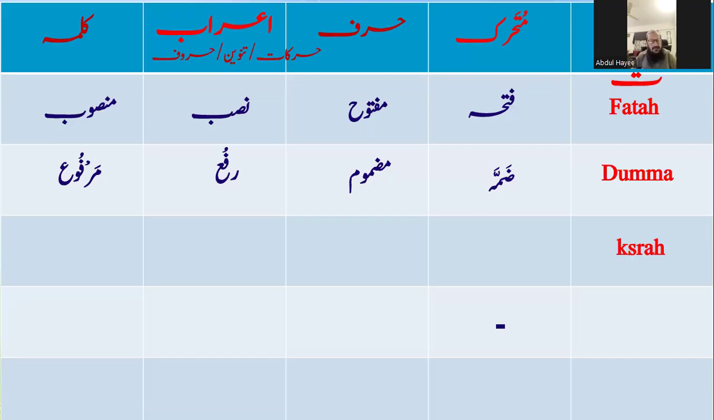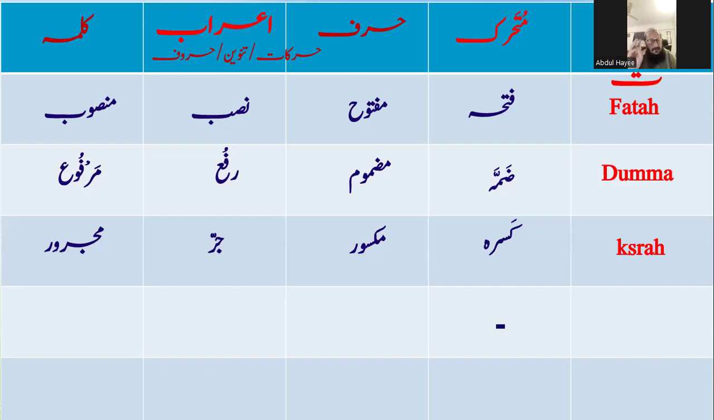And the kasra, when it is on some letter, that is the mutaharrik letter. And that letter will be called maksur. But when this kasra is at the end of some word, then this Arab will be called jar. It will not be called kasra, it will be called jar. And that word which has jar is called majroor. So this is the difference between the Arab and the harkat.